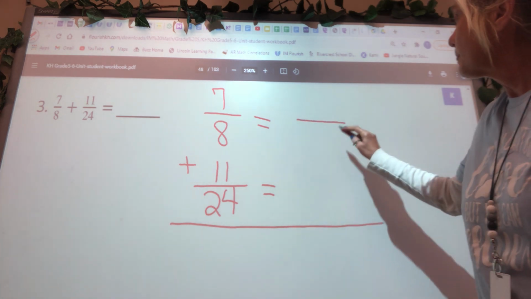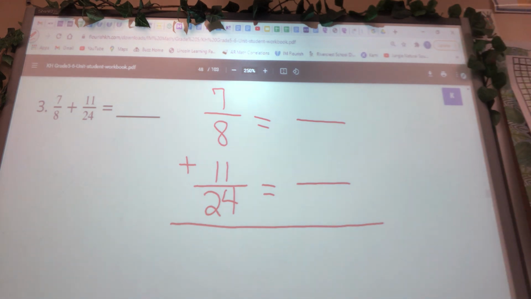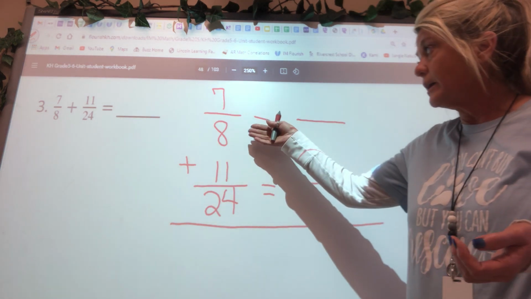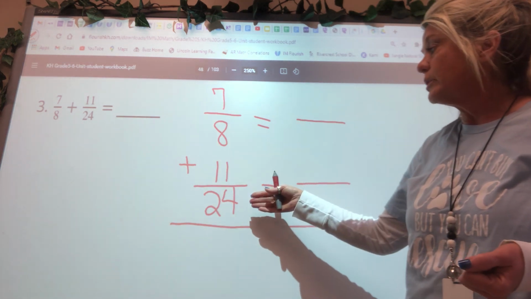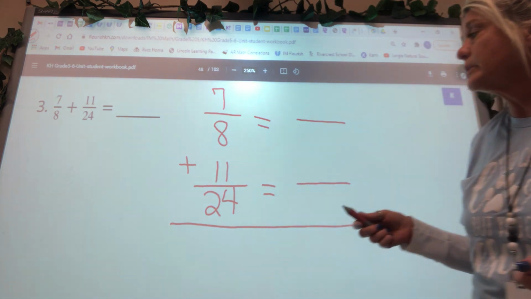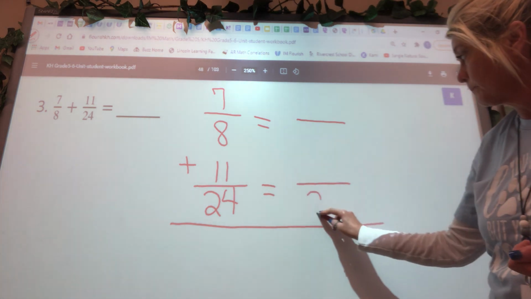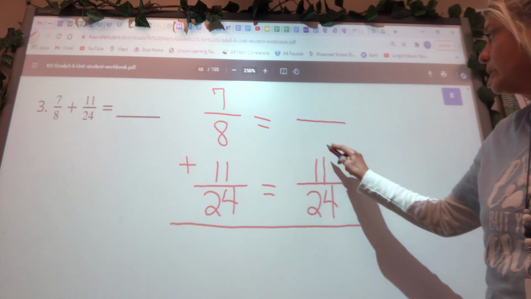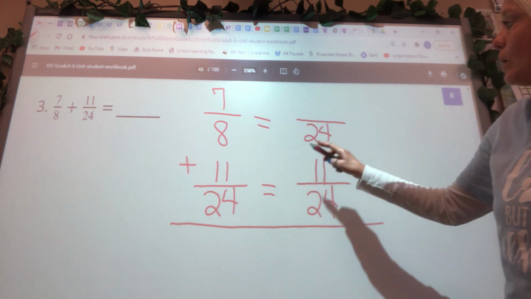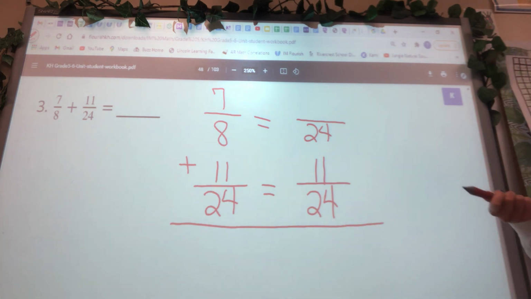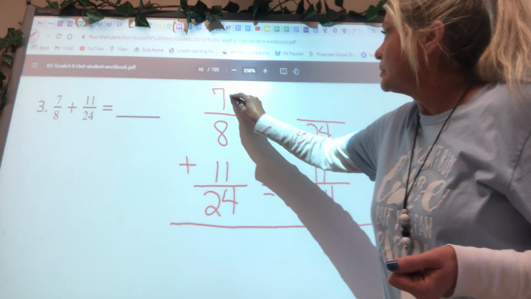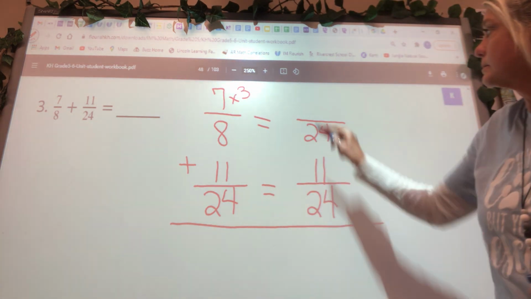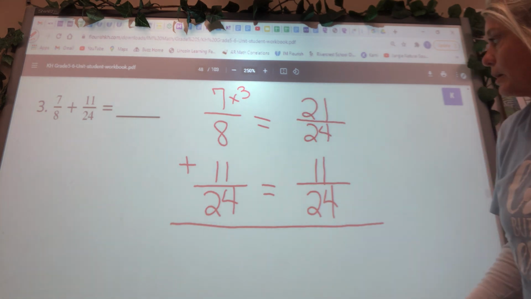Now, when we're looking for that common denominator, of the two numbers you have, always just start with the smallest one. Will 8 go into 8? Yes. Will 8 go into 24? Yes. So our common denominator is 24. This one was already in 24ths, so we keep it. What would I have to do to 8 to get 24? And if I do it to that one, I have to do it to this one.